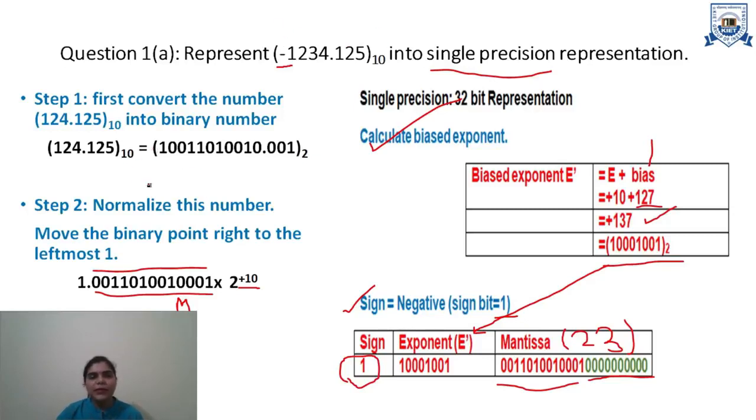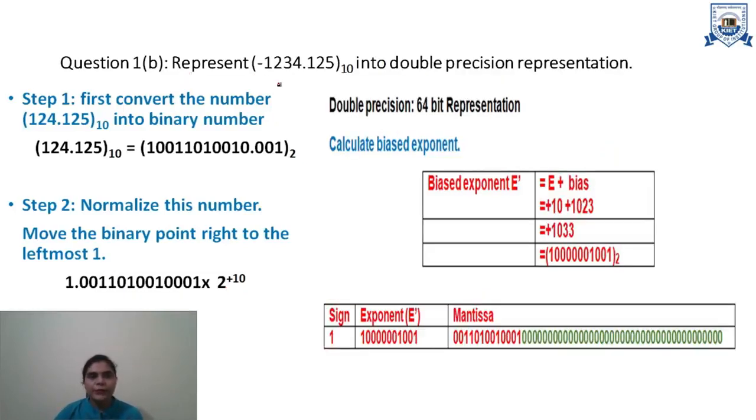Then we normalized this number by moving the binary point to the right of the leftmost one. Next, we will calculate the biased exponent and then we represent this number in single precision representation. Next, we have to represent this number in double precision representation.